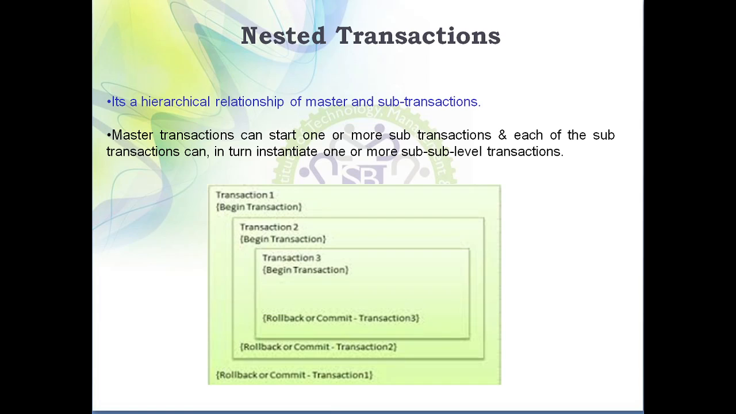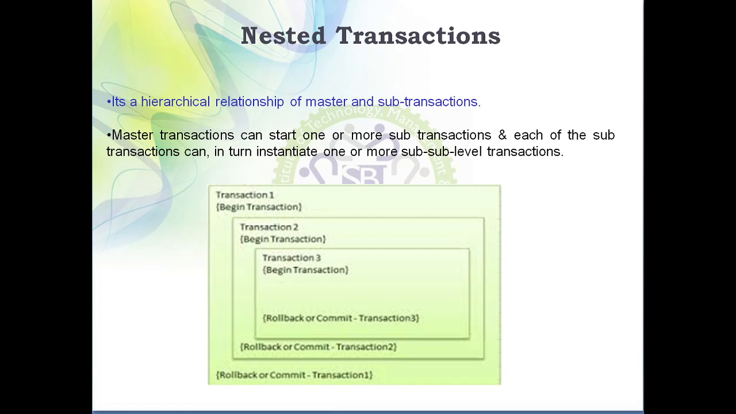Nesting means it is hierarchical in nature. It's a hierarchical relationship of master and sub transaction. In this case, transaction T1 is a master transaction, whereas transaction 2 and transaction 3 are treated as sub transactions. It means for the successful execution of the master transaction, it is mandatory that its sub transactions execute completely and successfully. Then and only then can its master transaction be executed successfully. This is an important thing.